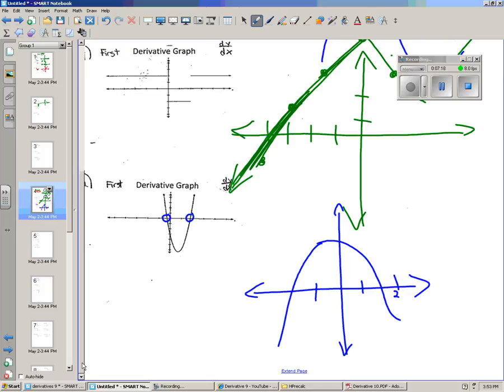Okay, then the slope is positive. So that means our function values are increasing.